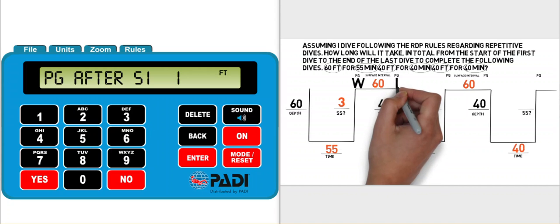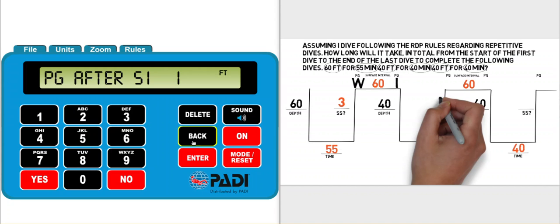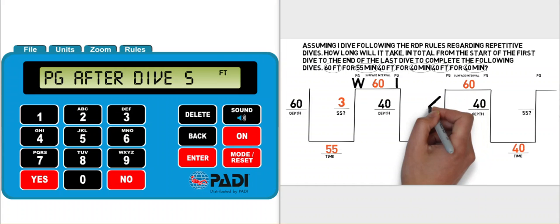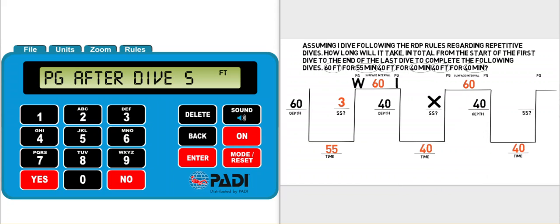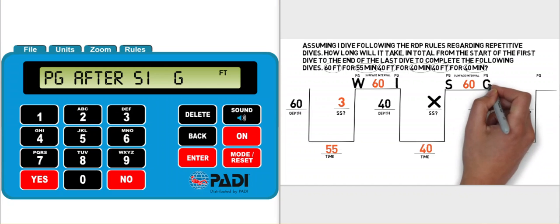So then I can put my pressure group I in, and all I need to do is find out whether a required safety stop is in this second dive. So 40 feet for 40 minutes. At this moment, I would expect a safety stop alarm if one's required. There is no safety stop alarm, so I can put an X right there for my safety stop. And the ending pressure group at the end of dive 2 is pressure group S. So now I can click enter and do my 1 hour surface interval, which puts me in pressure group G.